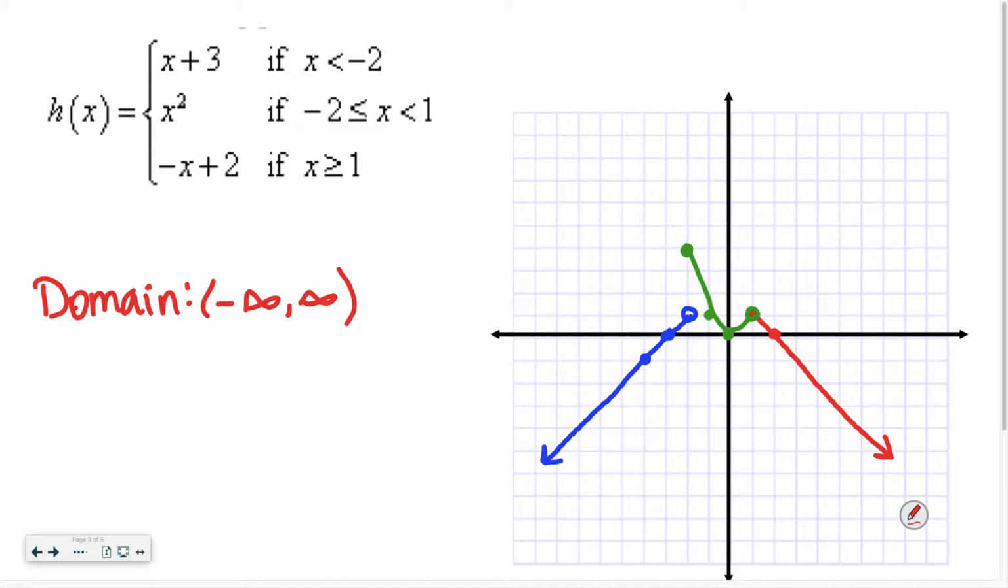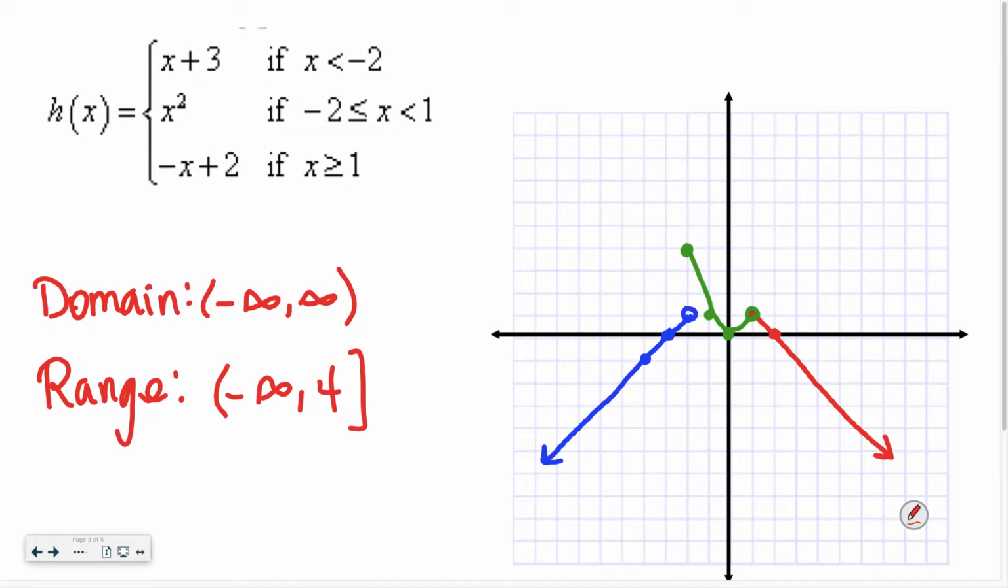But our range, Devin, what do you have for your range? I had y being less than or equal to 4. Okay, so in interval notation, we would have negative infinity to 4. And would there be a bracket or parentheses? Would we include 4 or not? Yes, so it would be a bracket. So we would have a bracket, 4 and below. Very good.